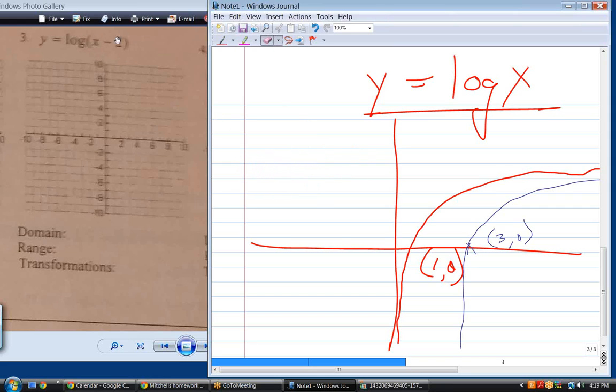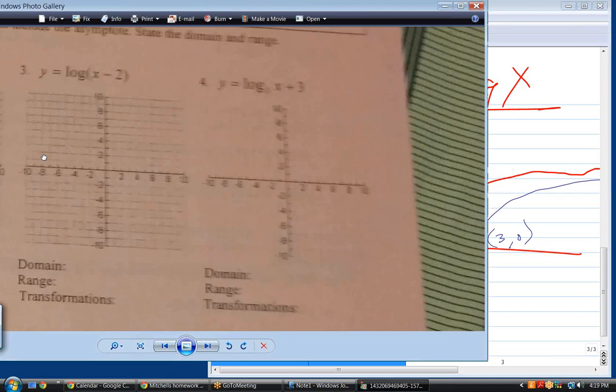So what's the domain of this function? The transformed. 2 to infinity? Very good. With parentheses, correct. And what is the range of this function? All real. Very good. You already said the transformation, so we can go to 4.